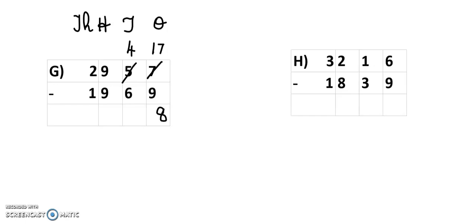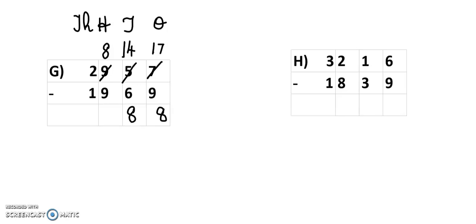Next, again 4 minus 6. Can we subtract? No. Then we have to borrow from the hundreds place. So 9 becomes 8. 4 becomes 14. So 14 minus 6. 6 after: 7, 8, 9, 10, 11, 12, 13, 14. So 8 is the answer.